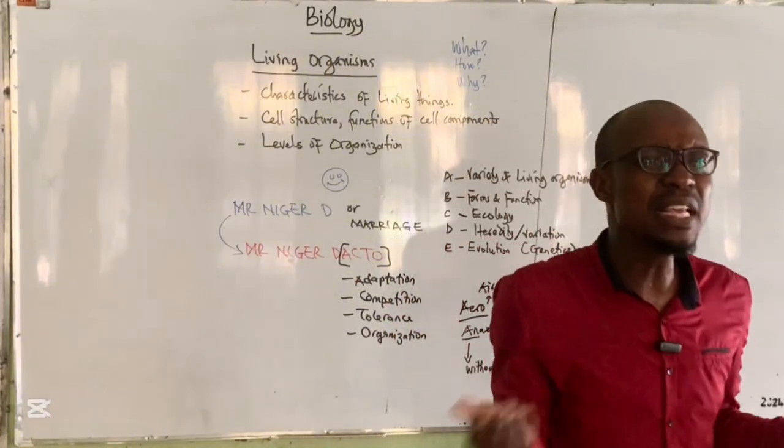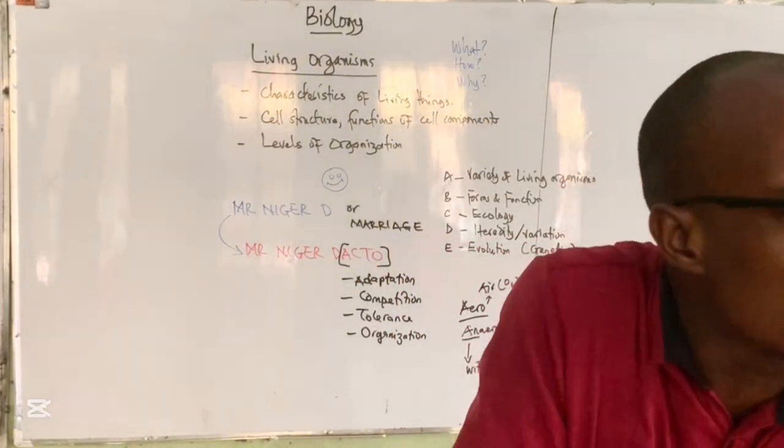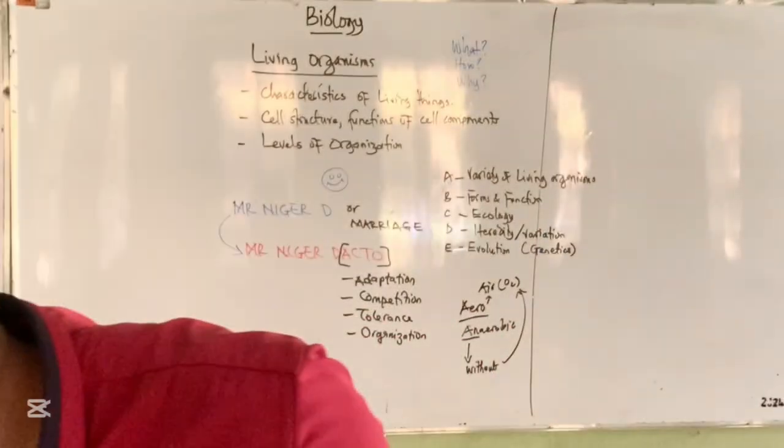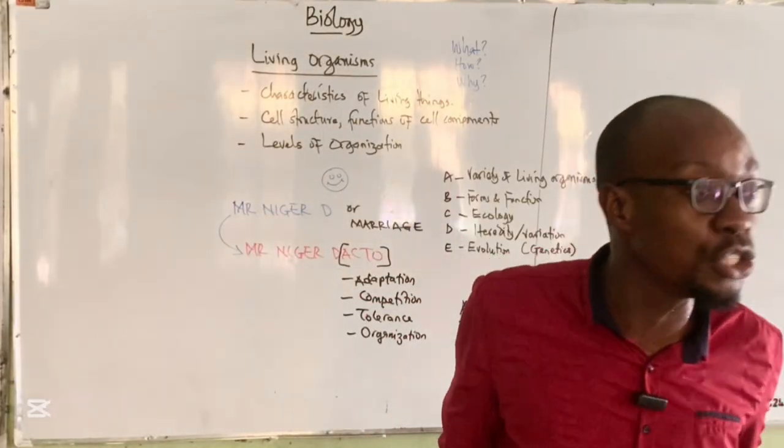Irritability simply means the ability of an organism to respond to stimulus. Do you understand? What are the common stimuli we have in biology?